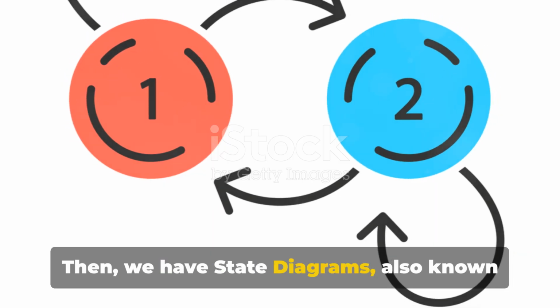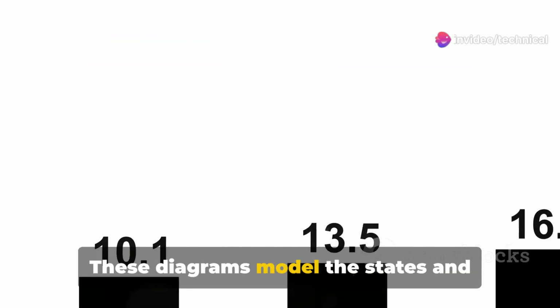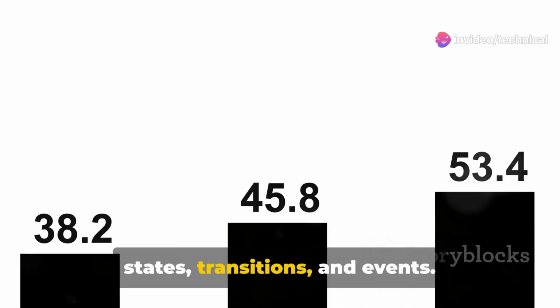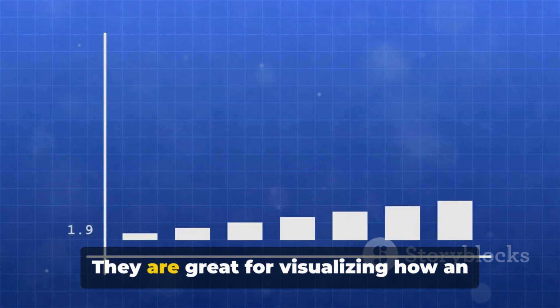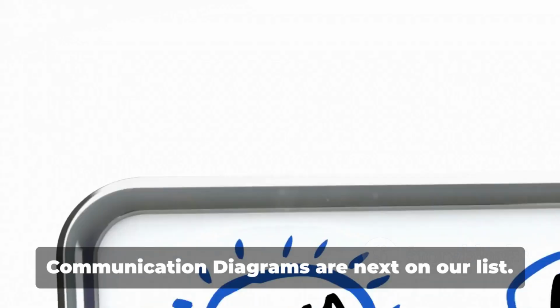Then we have state diagrams, also known as state machine diagrams. These diagrams model the states and behaviors of a system or a component using states, transitions, and events. They are great for visualizing how an object changes its state in response to events.